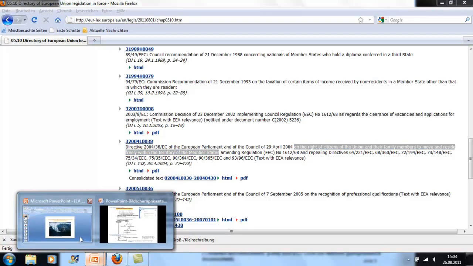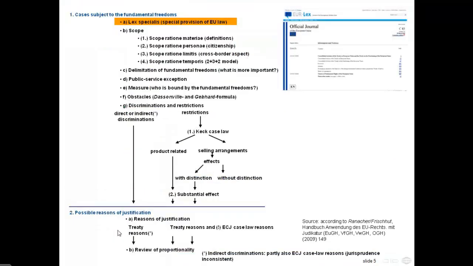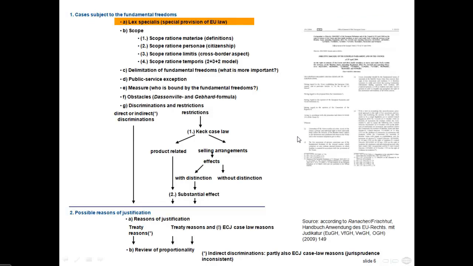So let's get back to our checklist. If you have found such a special provision, you have to read through it and find out whether it applies for your case. In this situation, you will solve your case according to the special provision of EU law. If no such special provision exists, or if it does exist but it does not apply for your case, then we continue with the checklist.